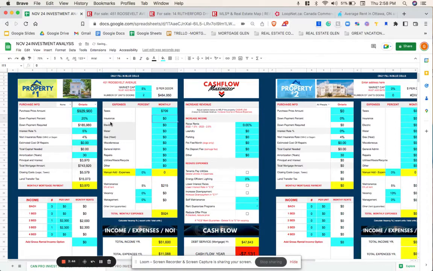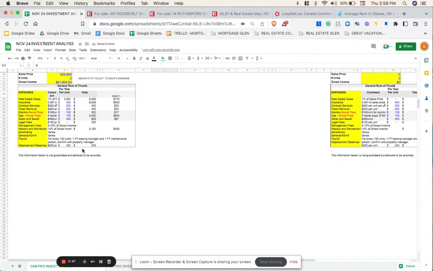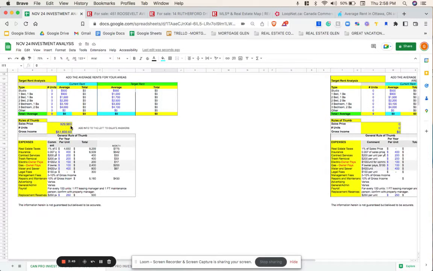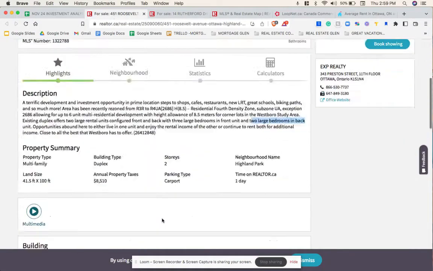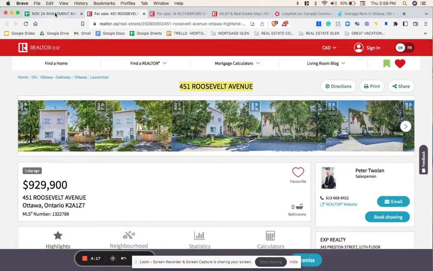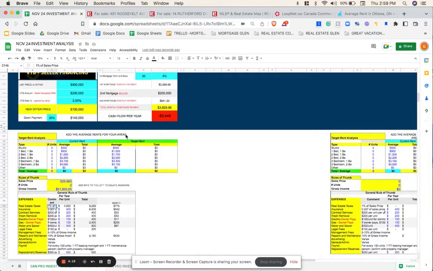Okay, so now with insurance, if you scroll down to the very bottom, once you put that information in, you see 929, 2 units, it automatically populates here, and it gives you an idea of the rule of thumb for expenses, depending on how much the purchase price is and so forth. Usually real estate taxes are 1% of what the property is valued at. So in this case, it's 9,299. But it indicated in here that it was 8,000. Okay, so we're going to go with that number. So 8,000, as I said, we just put that in here.